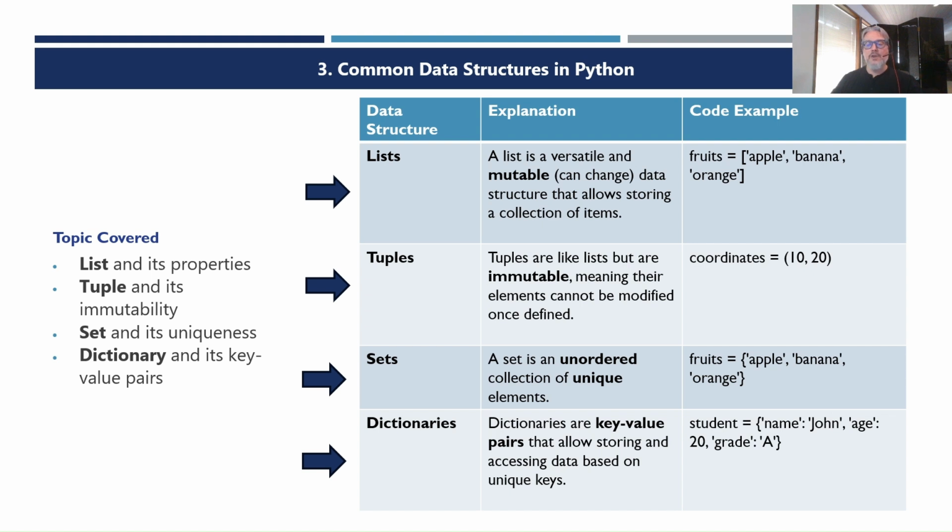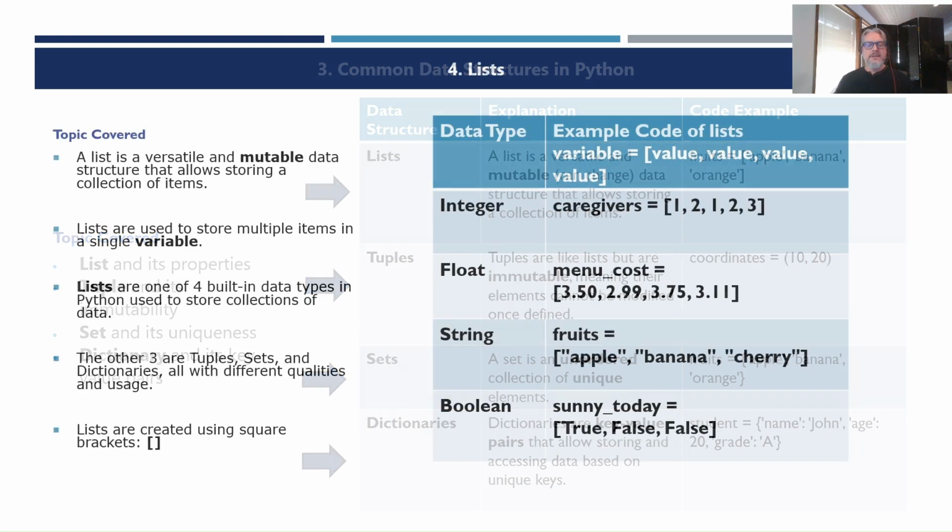Dictionaries are key value pairs that allow storing and accessing data based on unique keys. Each element in a dictionary consists of a key value pair, where the key is used to access the associated value. Dictionaries are denoted by curly braces, and key value pairs are separated by colons.